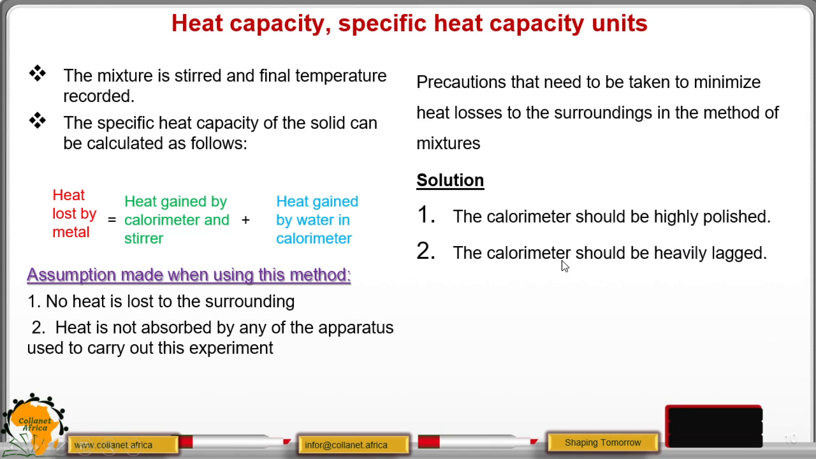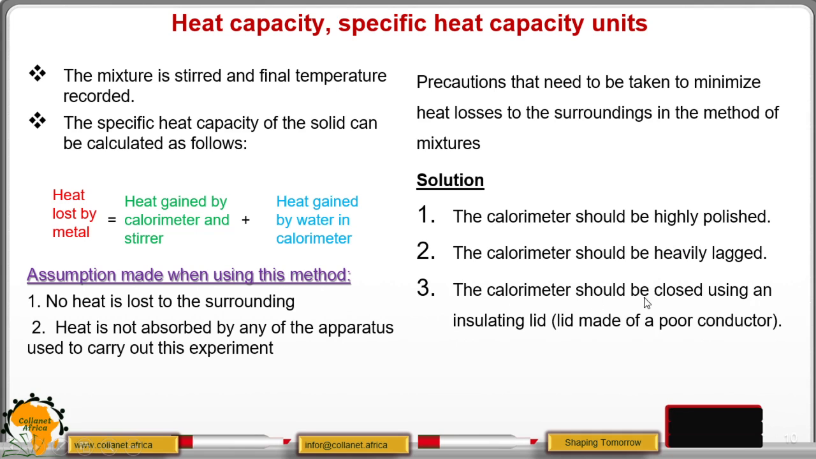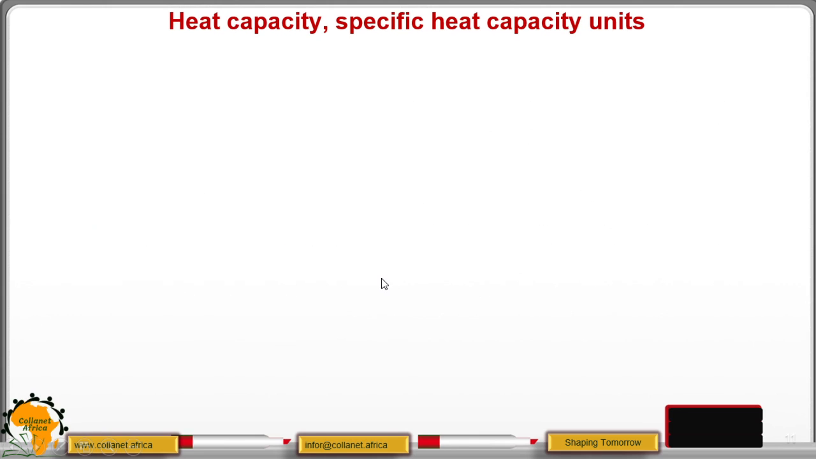Then for the precautions, we have that 1, the calorimeter should be highly polished. Number 2, the calorimeter should be heavily lagged. And number 3, the calorimeter should be closed with an insulating lid, that is the lid that is made up of insulator. And this will minimize the heat losses to the surrounding. Then after that, we move to an example.